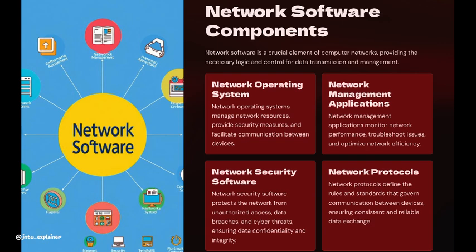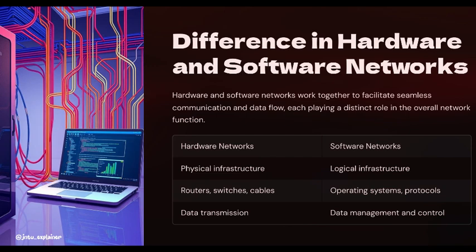Now, when we have learned that both the hardware and software networks are easy, why not understand the differences between them, right? So there are some differences. Hardware networks involve the physical components that make up a network, such as routers, switches, and cables. These are the things you can actually touch and connect physically. In the same way, software networks focus on the instructions, protocols, and management systems that govern how the data moves through these physical components. Think of the hardware as a road, and the software as the rules of that road.